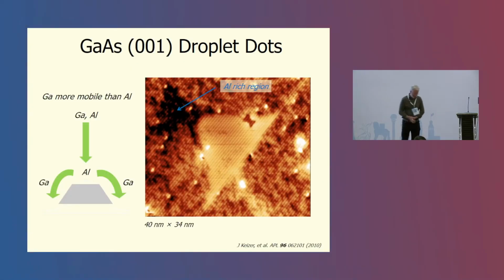What is the process that is responsible for this aluminium enrichment above the dots? If you have formed the dots and you start to overgrow the material, the surface wants to flatten out. So there is mass transport of atoms that arrive in the area above the dot that will go to the sides in order to level the structure. Now, gallium atoms are more mobile than the aluminium atoms, and that leads to this net enrichment of aluminium above the quantum dots.